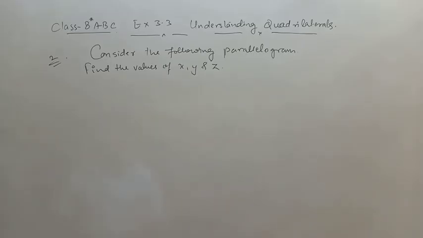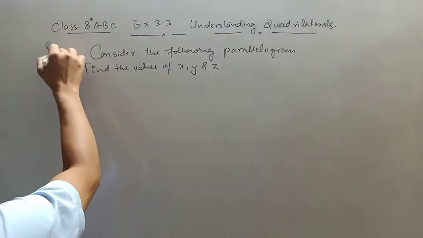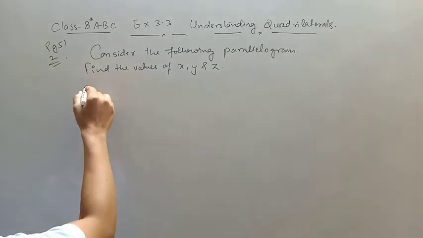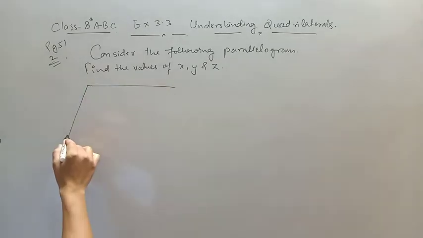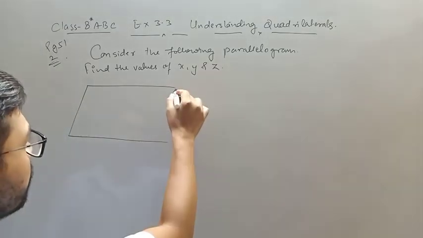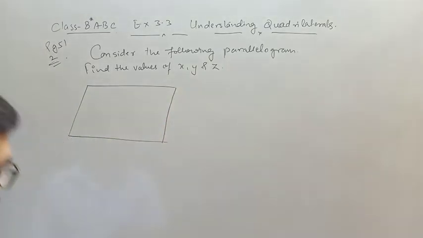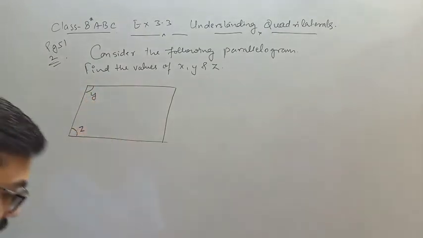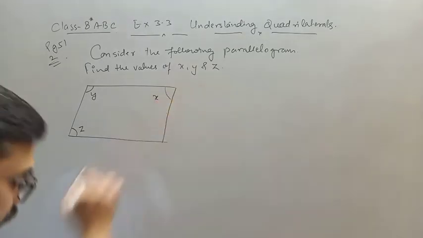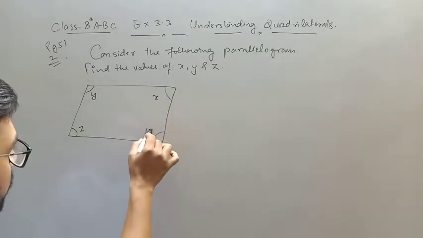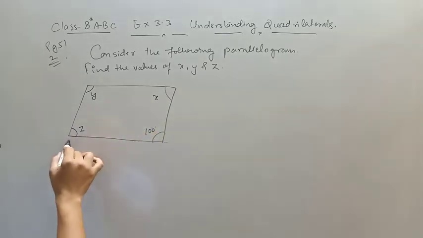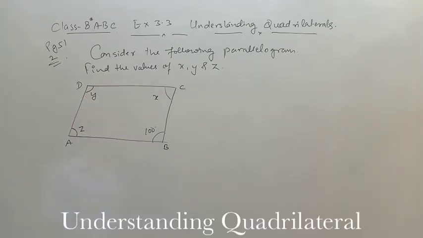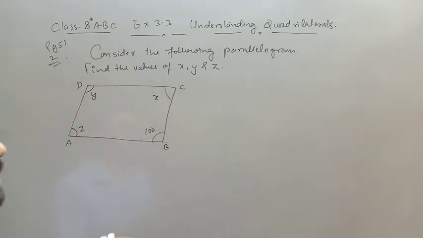Now take out your NCERT page number 51. This is from page number 51, exercise 3.3, question number 2. There are some parallelograms given to you in the question, and you need to answer on that basis. This angle is y, this angle is z, this angle is x, and this angle is 100 degrees. You can label this figure A, B, C, D. Now you need to calculate the values of x, y and z, and it is given in the question that this is a parallelogram.